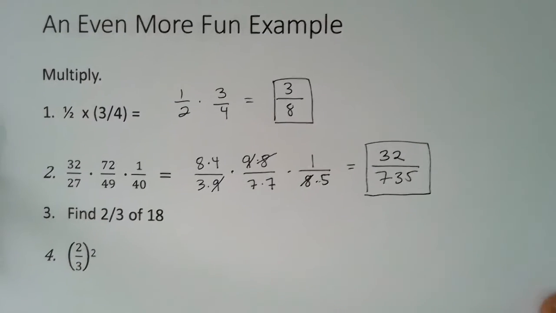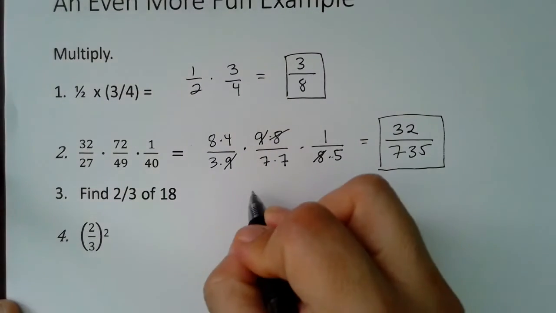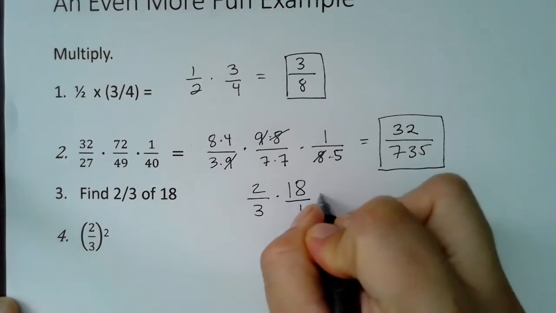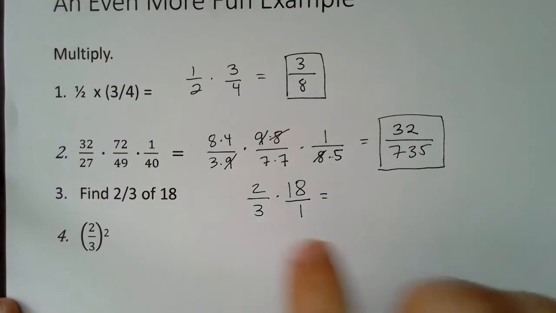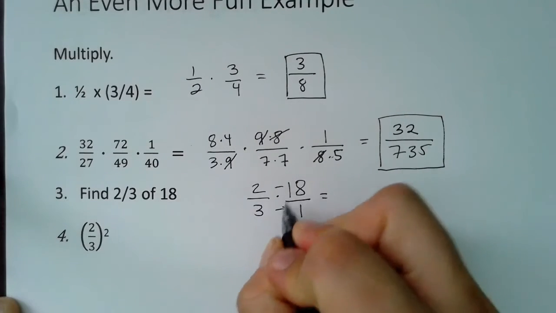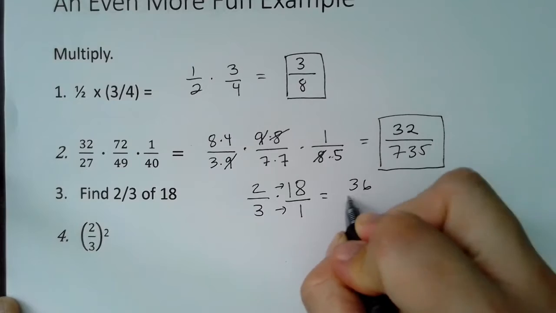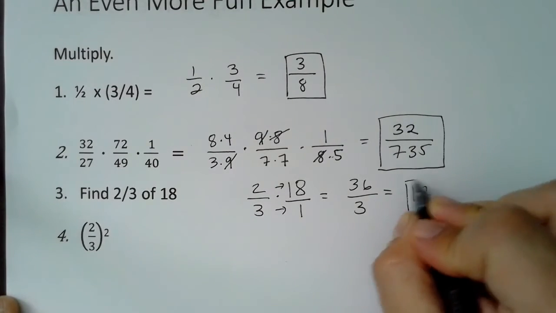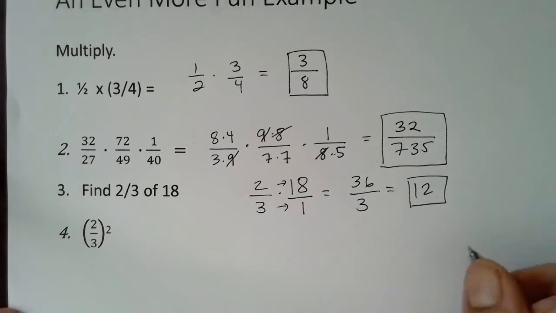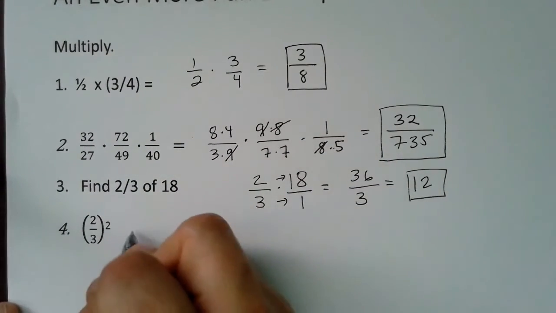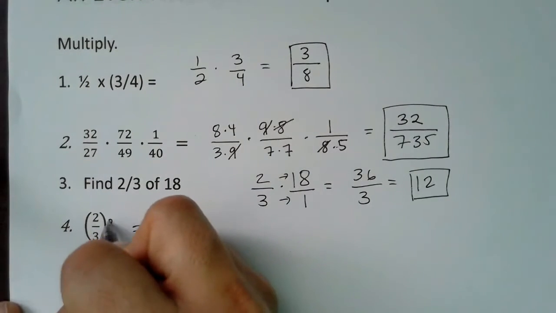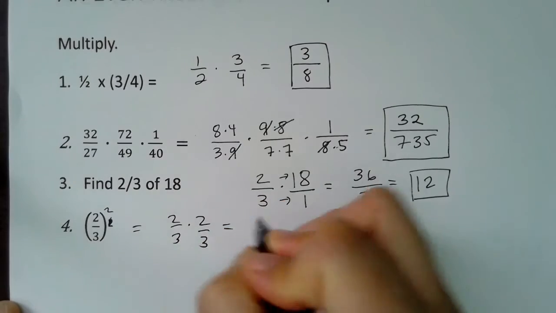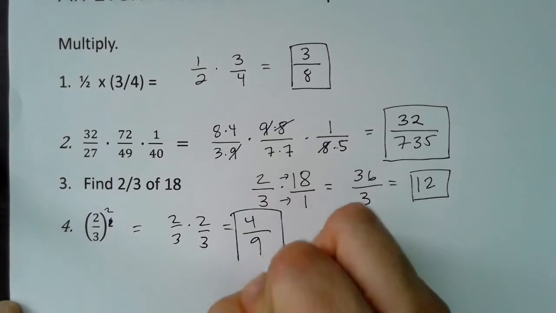Okay, and now in a word problem they might tell you find 2/3 of 18. So 2/3 times 18, and 18 is the same as 18 over 1. We can go the long way and just multiply across. So this would be 36 over 3, but then that reduces. 3 goes into 36 12 times. Yep, that's one way to do it. And then what about this one, 2/3 squared? This is 2/3 times 2/3, which is equal to 4/9. Okay.